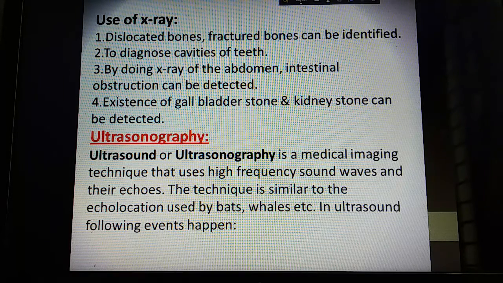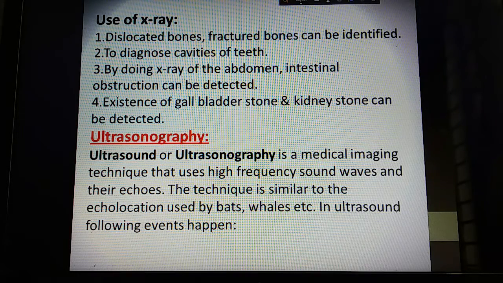X-ray is used to diagnose cavities of teeth. By doing an X-ray of the abdomen, intestinal obstruction can be detected. This is also a major use of X-ray. For this purpose, we can also use ultrasonogram, but X-ray is also used. The existence of gallbladder stones and kidney stones can be detected using X-ray. Some other uses are mentioned in your book. You can just have a look at those points.